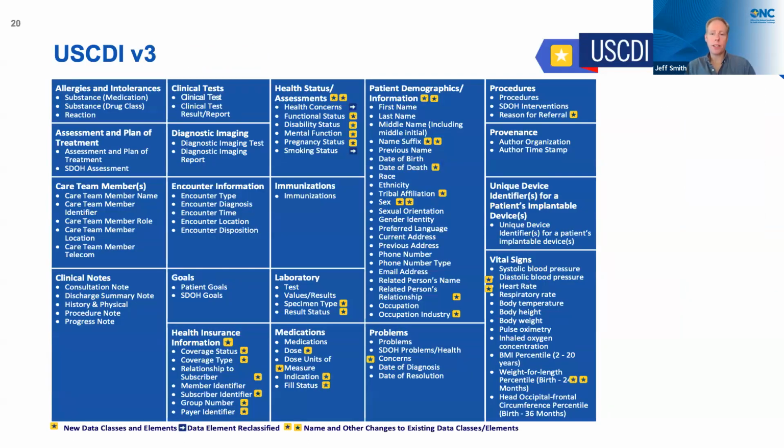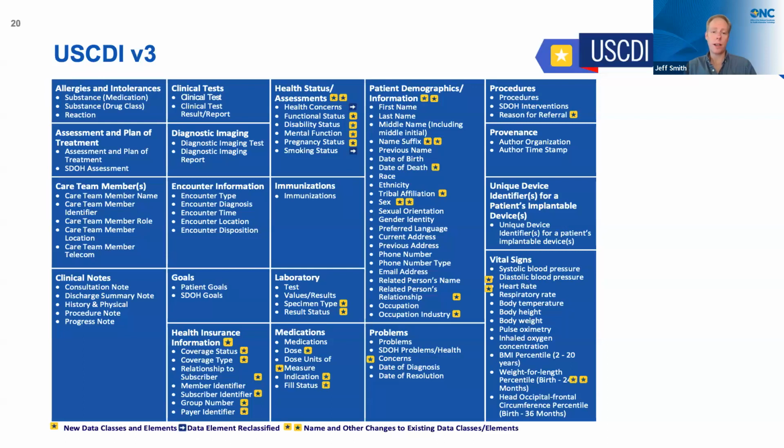All right, so here's a snapshot of USCDI version 3. I think by way of where the yellow boxes are, you can see where the emphasis policy-wise has been for the administration so far, and that is on trying to further promote health equity. So you can see that there are new social determinants of health data, and there are new demographic data, and then health status and assessment data, as well as health insurance information.